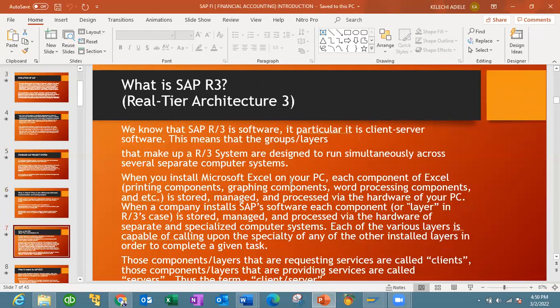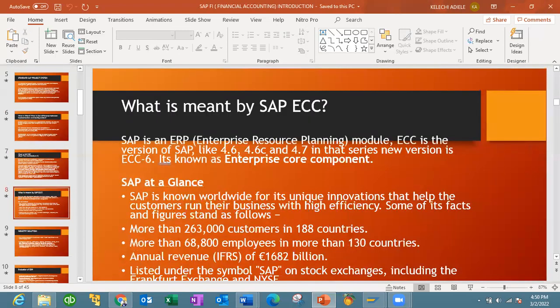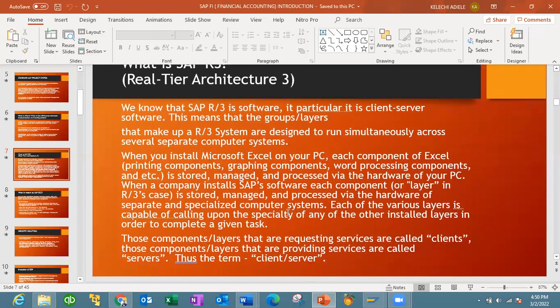Okay, so for now, we're looking at the ECC, which is the R3 system, which is the server that the ECC actually sits on. We know that R3 is a software, because it's a client server of ECC. This means that the layers that make up an R3 system are designed to run simultaneously across several separate computers. What does it mean? I've told you we have 3 layers, which is the development, QA, and prod, right?